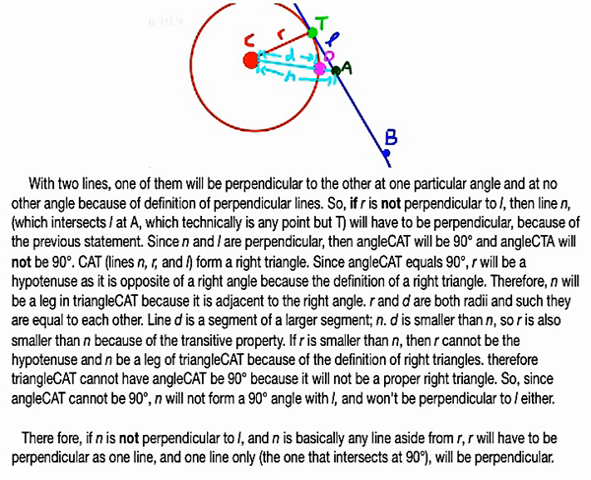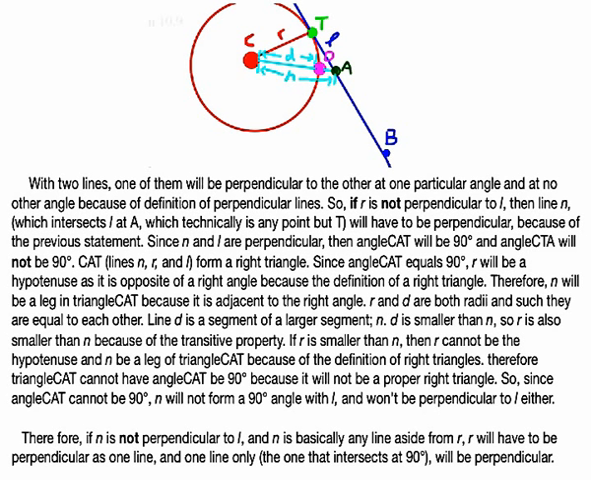R and D are both radiuses, and as such, they are equal to each other. Line D is a segment of a larger segment, N. D is smaller than N, so R is also smaller than N because of the transitive property. If R is smaller than N, then R cannot be the hypotenuse, with N being a leg of triangle CAT, because of the definition of right triangles. Therefore, triangle CAT cannot have angle CAT be 90 degrees because it will not be a proper right triangle.